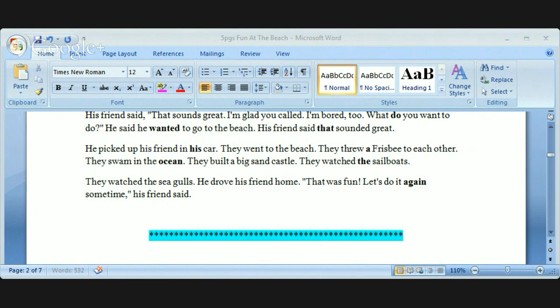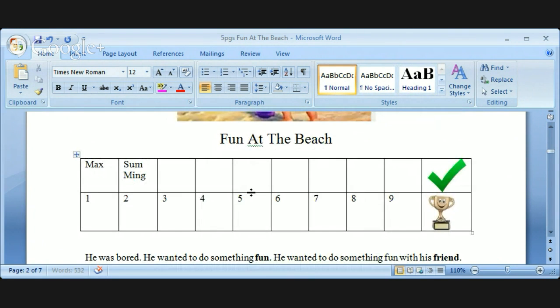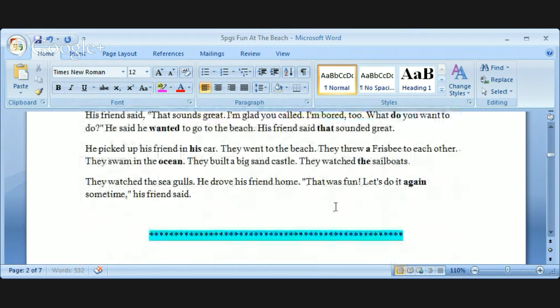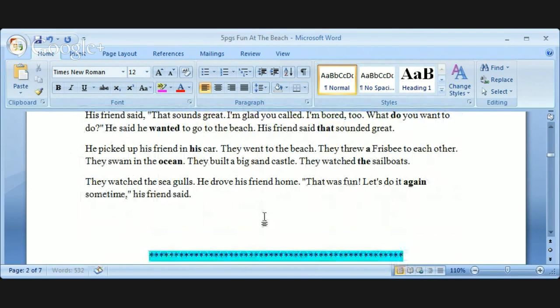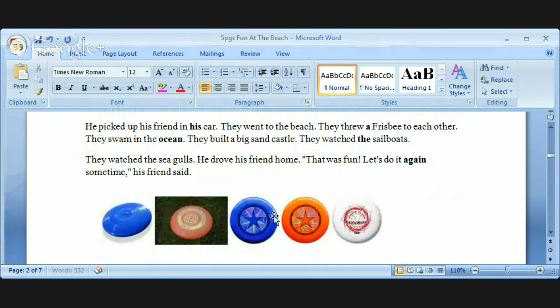Okay, good. And I think we have, let's see who came. Sum Ling joined us. So let's ask Sum Ming to read for us. And here is a picture of a frisbee. I think here are some pictures of frisbees. These are frisbees. Do you recognize these as frisbees? Okay, those are frisbees.